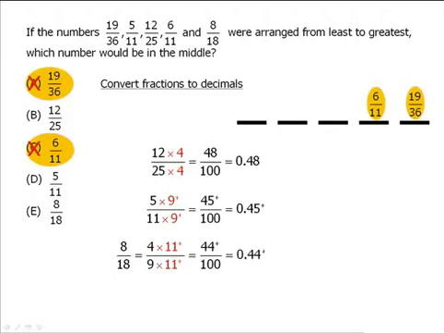From here we can see that our values in ascending order are 8/18 is the smallest number, followed by 5/11, and finally 12/25. Since 12/25 is our middlemost number, we know that the answer is B.